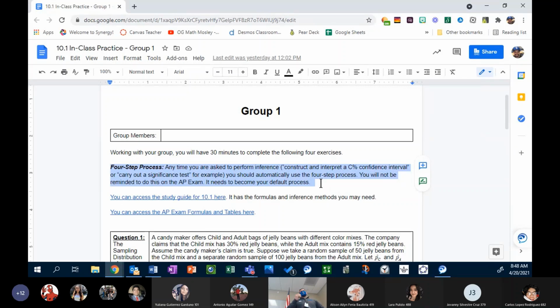So this says anytime you're asked to perform inference, construct and interpret a C% confidence interval, carry out a significance test, for example, and basically if you're asked, is this significant? Do they have good evidence that this is the thing? You're doing the 4-step process.